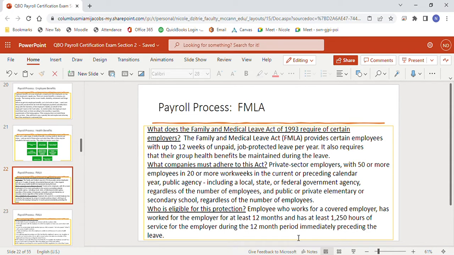Who is eligible for this protection? Employees who work for a covered employer, has worked for the employer for at least 12 months, and has at least 1,250 hours of service for that employer during the 12-month period immediately preceding the leave.